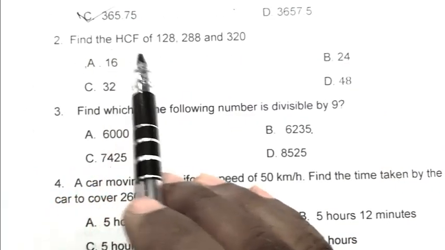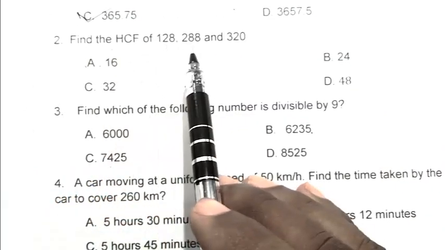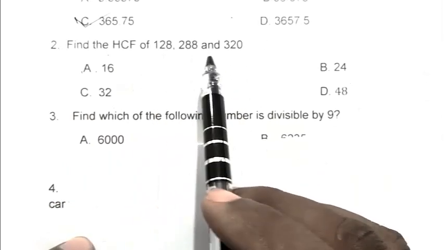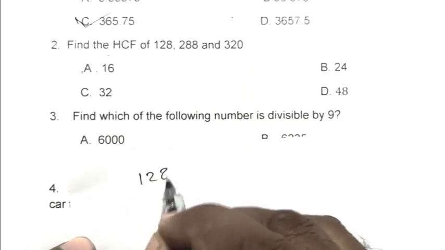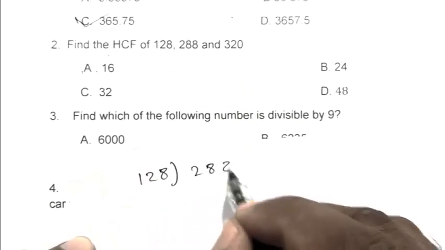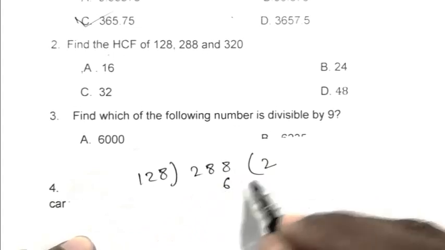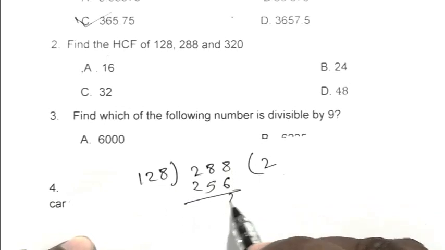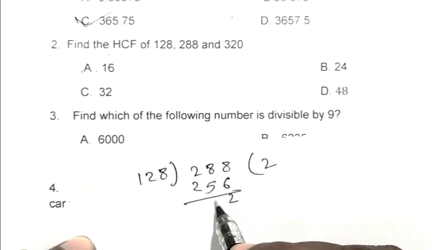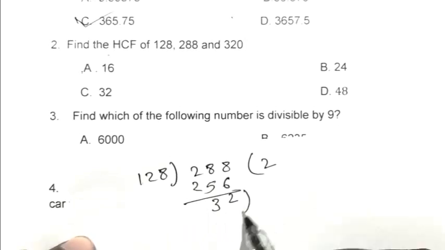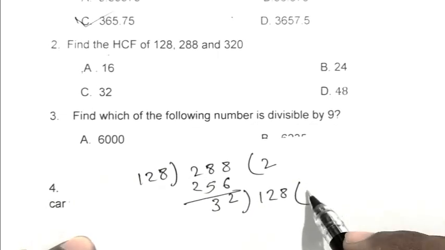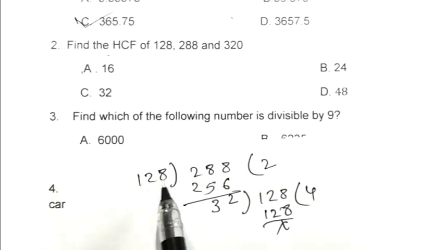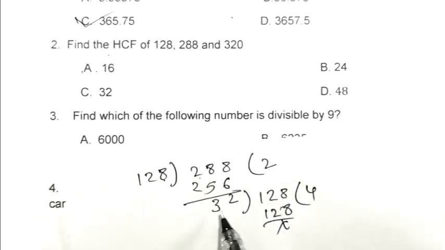Question number 2. Find the HCF of 128, 288 and 320. We can calculate HCF by the division method. So 128 divided into 288, 2 times, the remainder becomes 32. 128 divided by 32 is 4. So the HCF of 128 and 288 is 32.